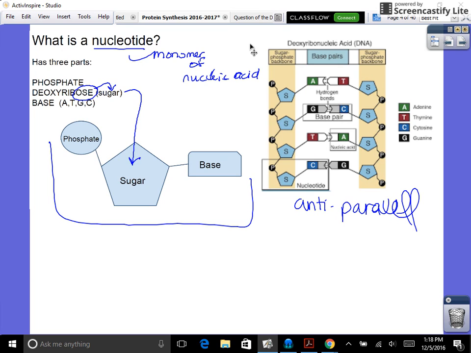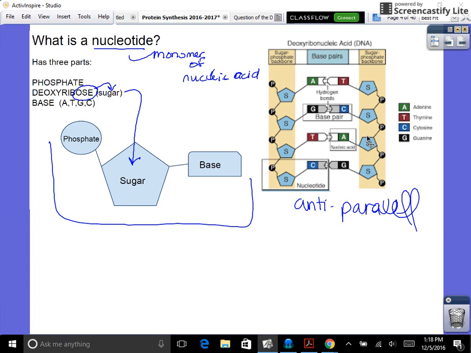So the nucleotide of DNA, or the building block of DNA, is a nucleotide that consists of phosphate, deoxyribose, and a base. The deoxyribose, if you look at the "ose" ending, you will see that it's usually a hint that it's a sugar. And the bases that are involved in DNA are adenine, thymine, guanine, and cytosine.